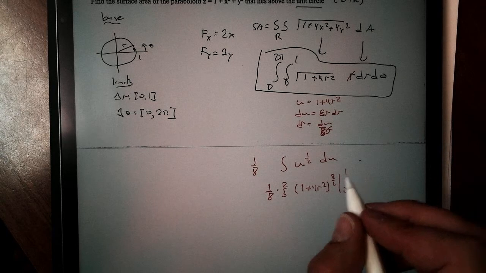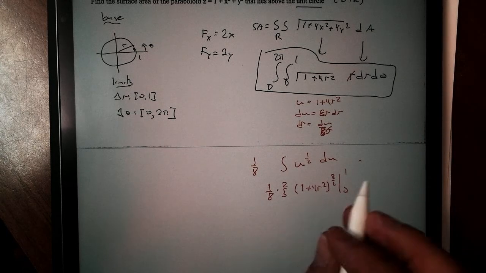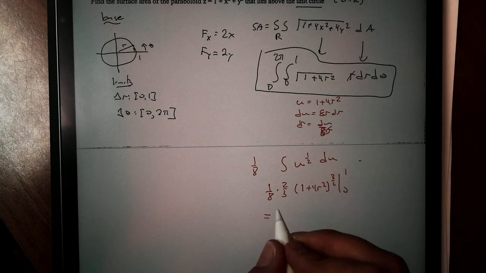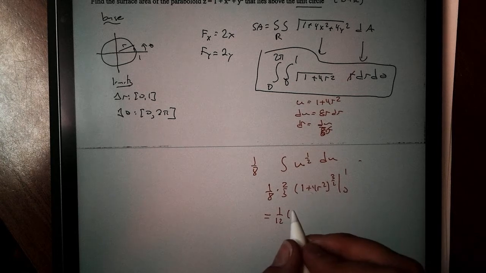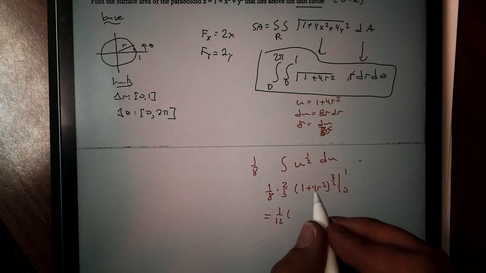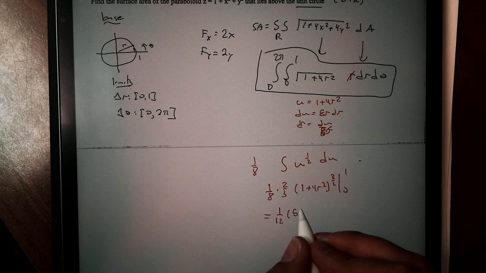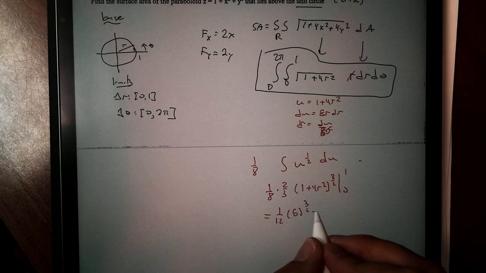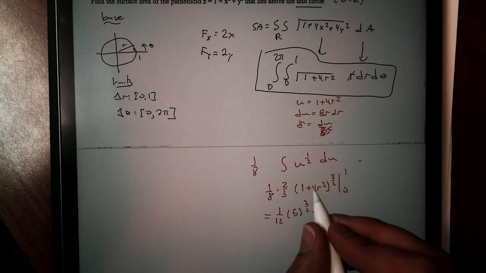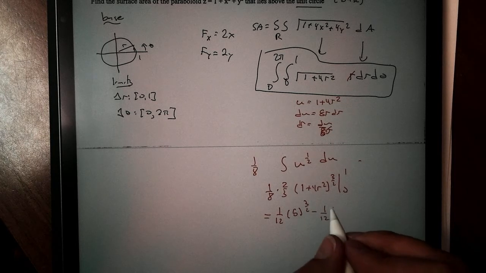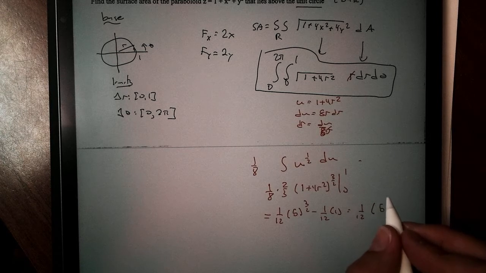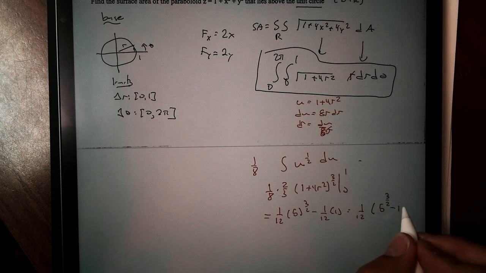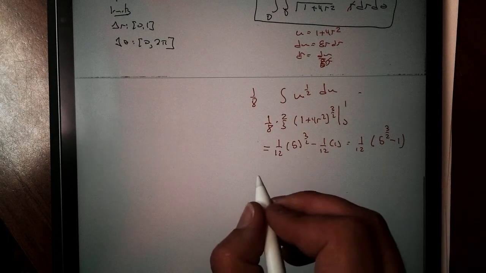Remember, just doing the inside first. If I simplify this, this becomes of course 1/12 times, plug in the 1, we get 5 to the 3/2 minus 1/12, and you got to plug in the 0 too, and that just becomes 1. So we can leave it this way, 5 to the 3/2 minus 1. And so that's what we're going to integrate next.